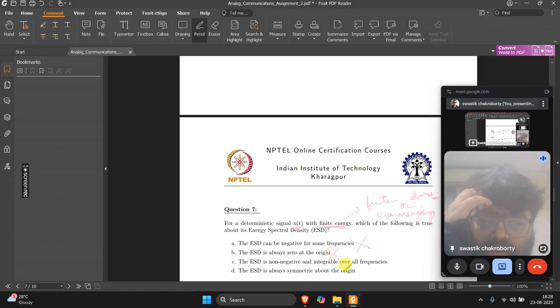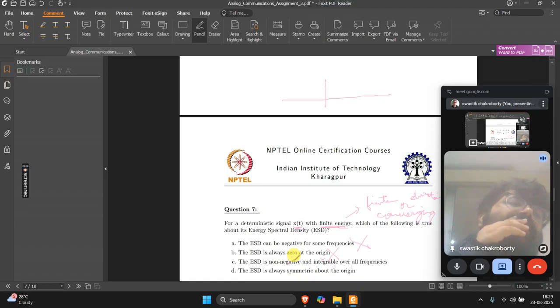The ESD is non-negative and integrable. So the signal is a deterministic signal with finite energy. Now, ESD is the integration of this signal. Since it is deterministic with finite energy, it should give a continuous ESD, non-negative. It can be 0, but it can never be less than 0. So it is non-negative, true, and it is integrable, true. So C can be true, but let's check D.